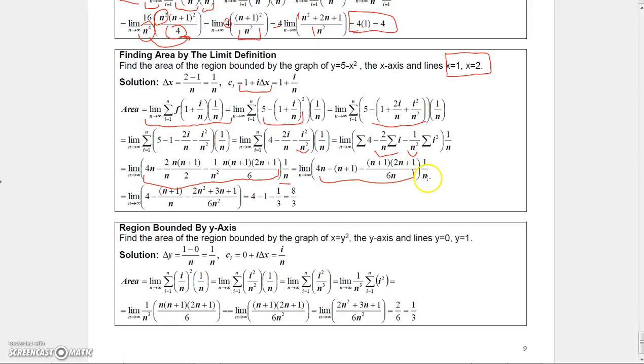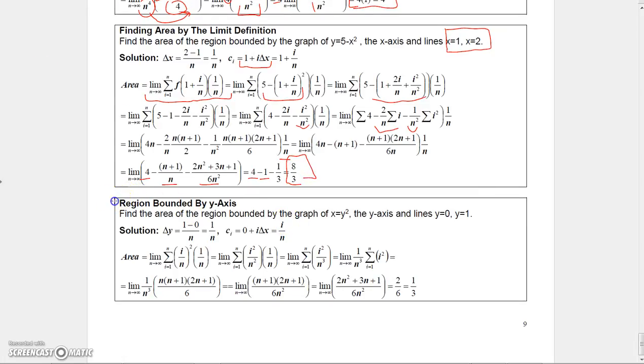And then if you multiply this by 1 over n, you're actually going to get 4n times 1 over n is 4. And then here you're going to get minus n plus 1 over n. And then here, if you multiply this together, it's just going to be a polynomial, 2n squared plus 3n plus 1 all over 6n squared. So now if we evaluate those limits, the limit of 4 is 4. The limit of n plus 1 over n as n goes to infinity is 1. And the limit of this rational function is just 2 over 6, so that would be 1/3. Since that's minus, I'm going to subtract 1/3. So basically I have 4 minus 1 minus 1/3, and that adds up to 8/3.